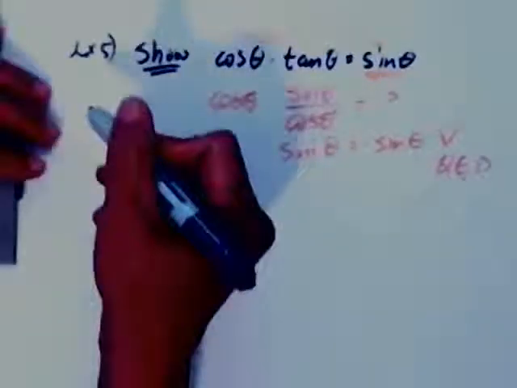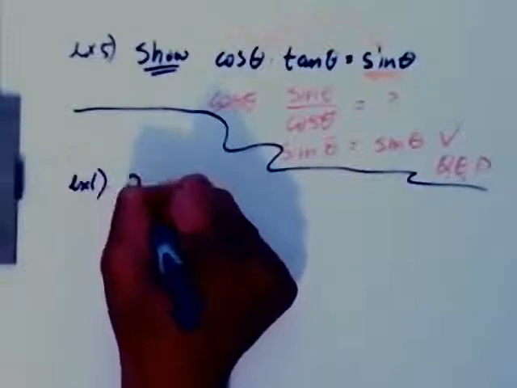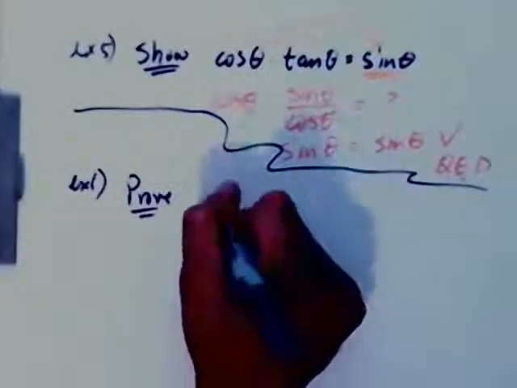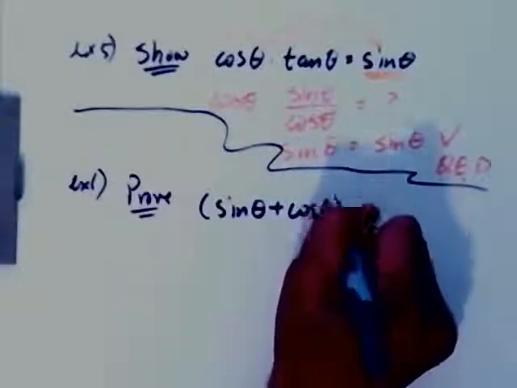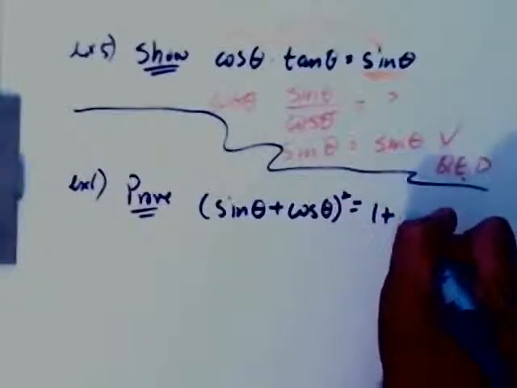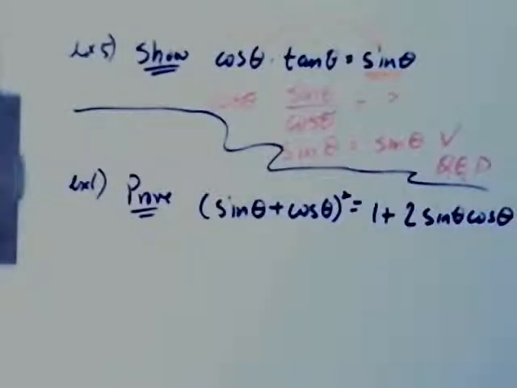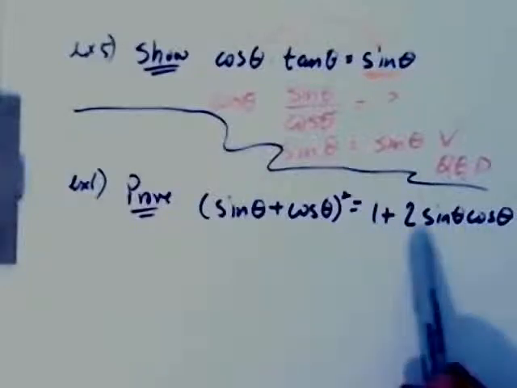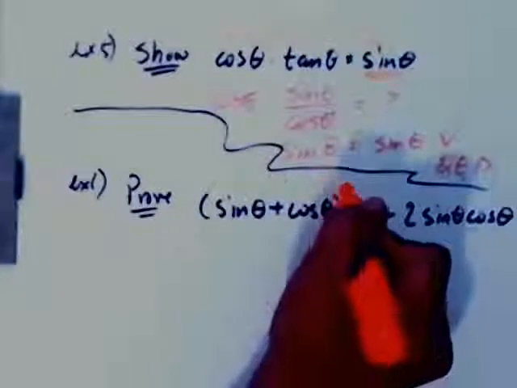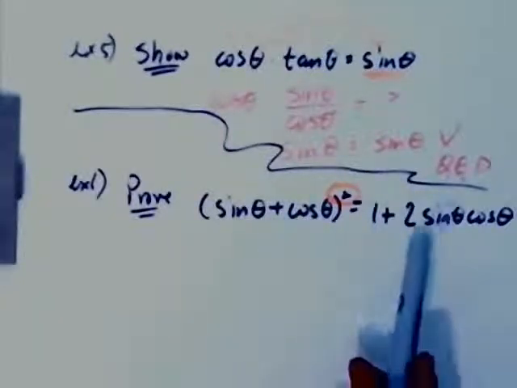Example number 6 is just a little bit harder. Example 6. Prove. Oh, they use the correct word this time. Prove that sine of theta plus the cosine of the angle, squared, is equal to 1 plus 2 sine of the angle times the cosine of the angle. Which seems to be the more complicated? Well, this is the more complicated one because of this square right here. I'm going to highlight that square. So we're going to try to make the left guy look like the right guy.